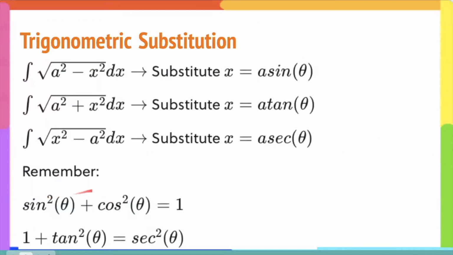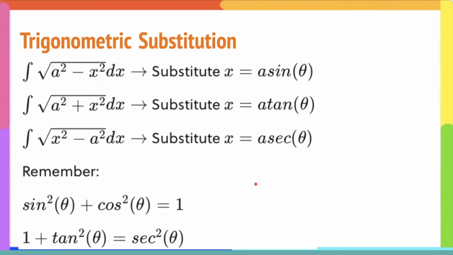And remember these two identities, you're going to need to use them. The first one is the Pythagorean identity. And if you divide both sides by cosine squared of theta, you can get this identity: 1 plus tangent squared of theta is equal to secant squared of theta. If you want, go ahead and pause the video here and try to remember all of this.